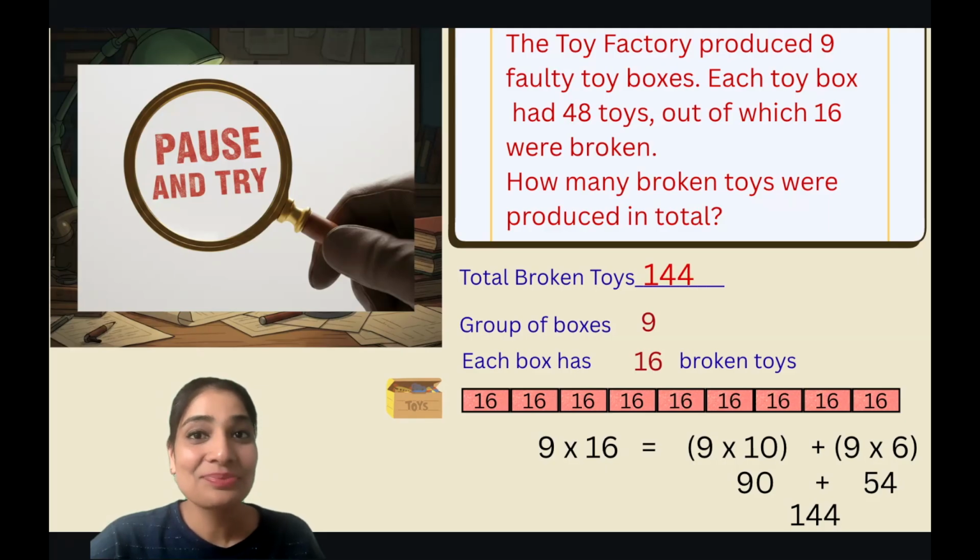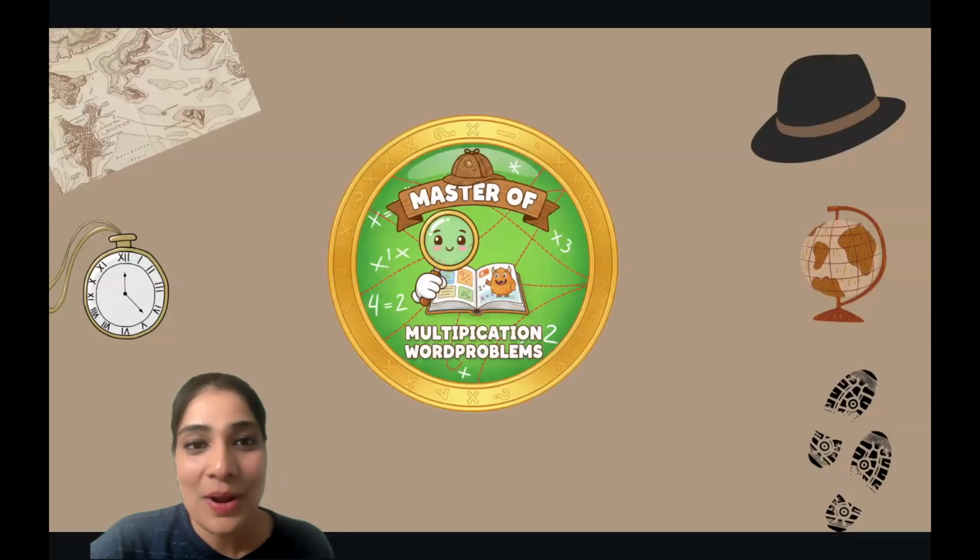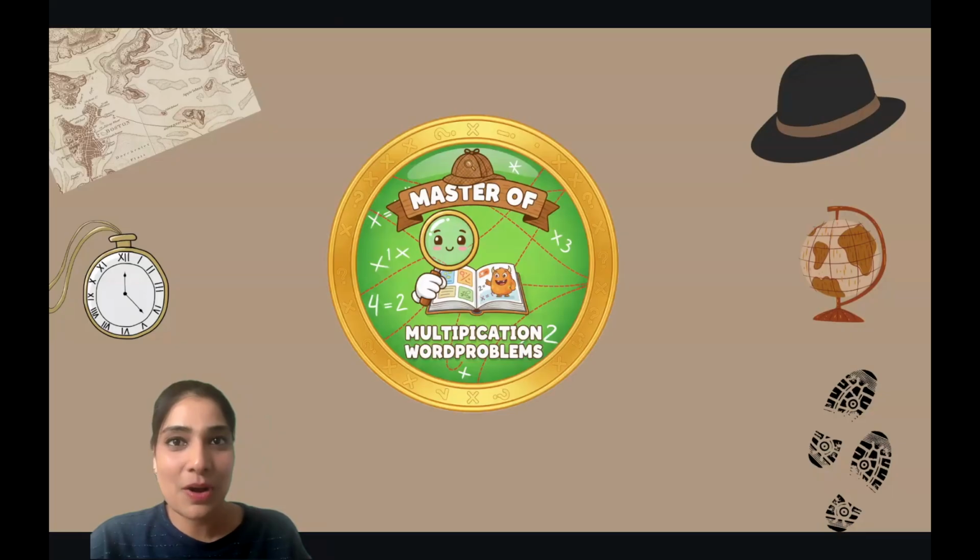Please check it out. Now that you have honed your skills for solving multiplication word problems, you are getting the badge for Master of Multiplication Word Problems.